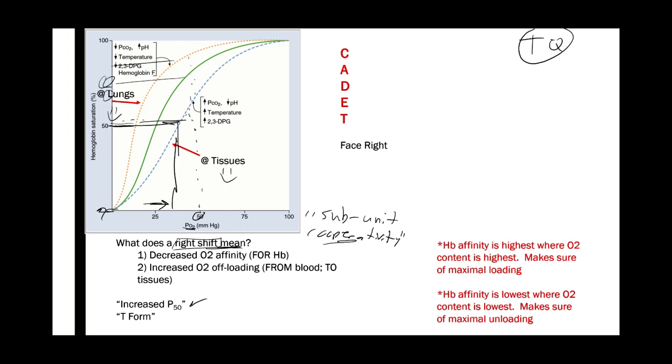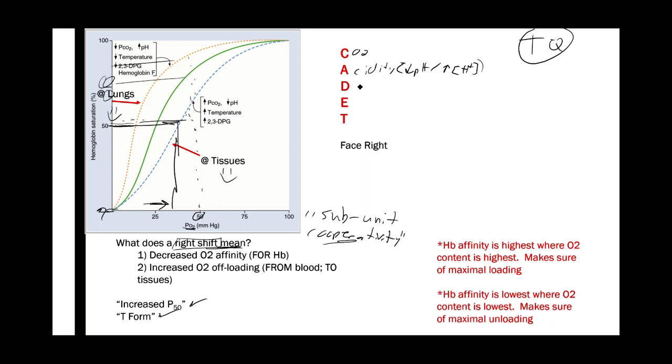And then a right-shifted hemoglobin is also in the taut form, or the T form. This is a mnemonic I found, and there's another one on the next slide you can use if you like it better. It's CADET face right. Found it on Google, and I kind of like it because increase in CO2 shifts it right. Increase in acidity shifts it right, and that means decrease pH or increase hydrogen ion concentration, right?